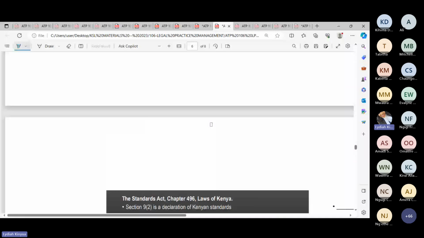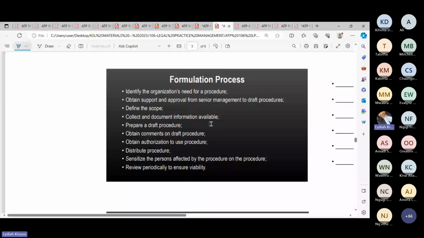But a procedure is a means to an end, used to achieve a particular goal, maybe to provide reporting mechanisms. So you'll have procedures in place to enable you to do so. Okay.